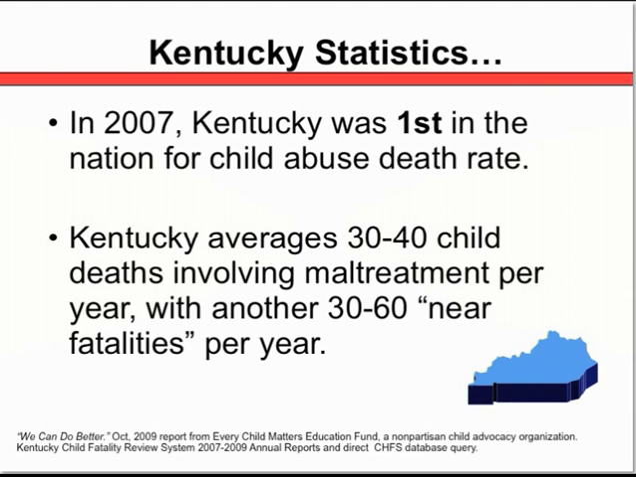Here in Kentucky in 2007, we were first in the nation for the child abuse death rate. We average here in Kentucky between 30 and 40 child deaths, and we have another 30 to 60 near fatalities per year. A near fatality is any time a child is in serious or critical condition as a result of their abuse.